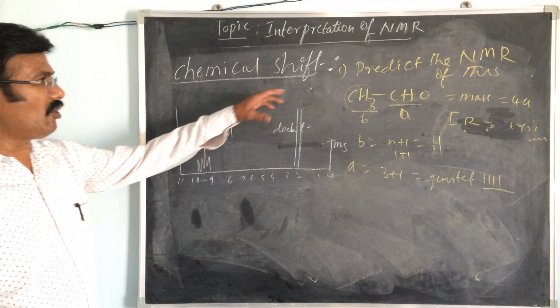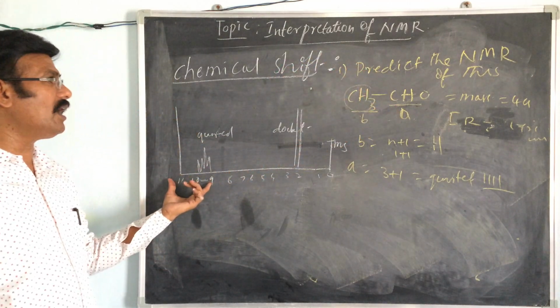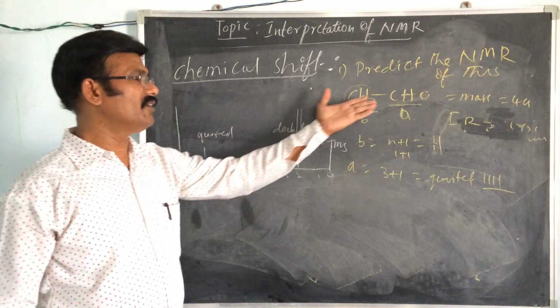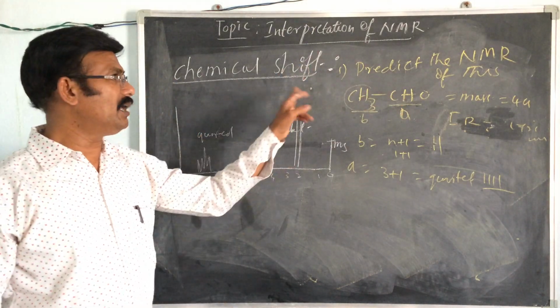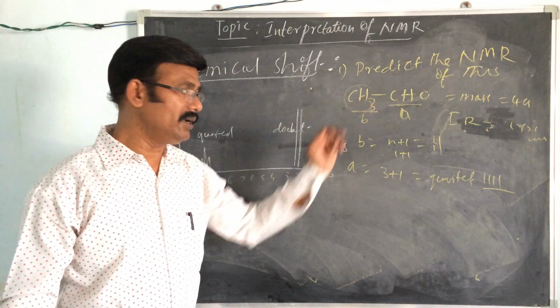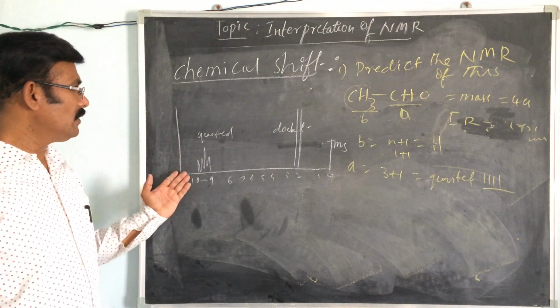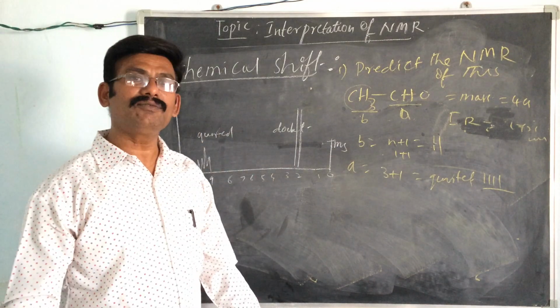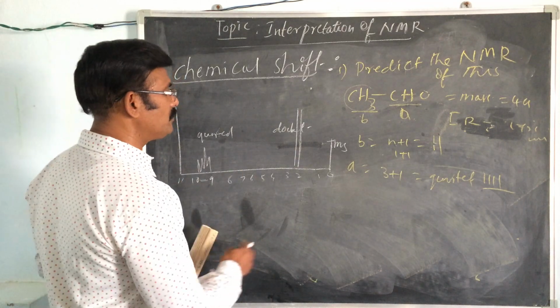So we know this compound completely: the mass we know, the IR we know, and this is the prediction. If we take the C13 NMR, the number of carbons also matters. The number of carbons is 1 and 2, so 2 peaks will come. So this is about the prediction of NMR. Okay, and one more example.